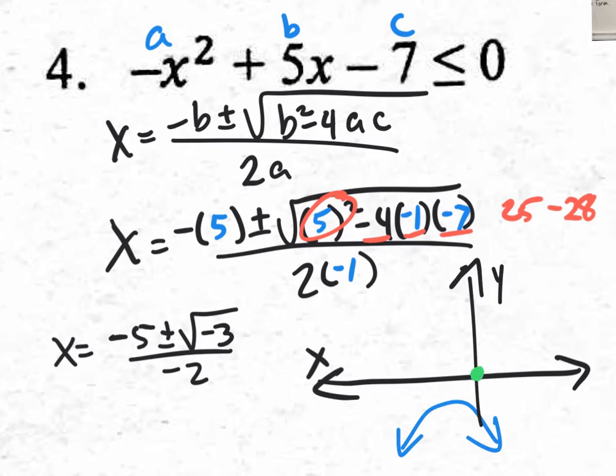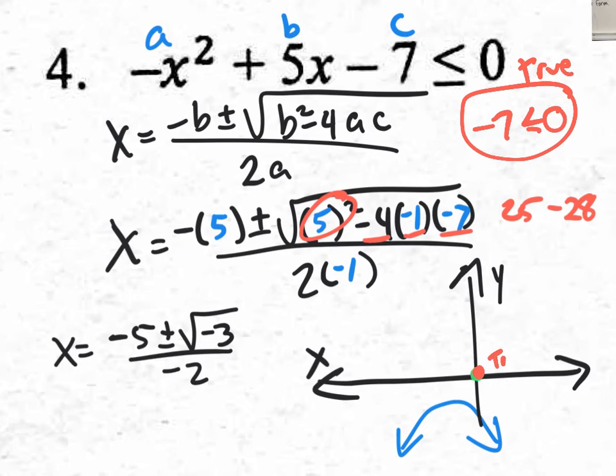0, 0. So let's plug in 0 right here. 0 squared plus 5 times 0, that's 0. 0 minus 7 is negative 7. Is negative 7 less than or equal to 0? Yes. Negative 7 is less than or equal to 0. That's true. So that means that the origin 0, 0 is true. It works. So we're going to be shading in the outside, right?